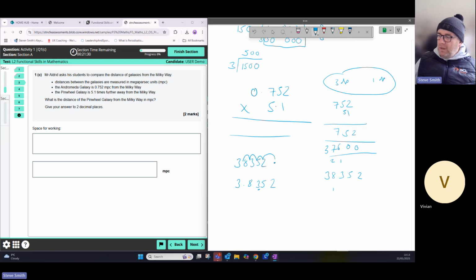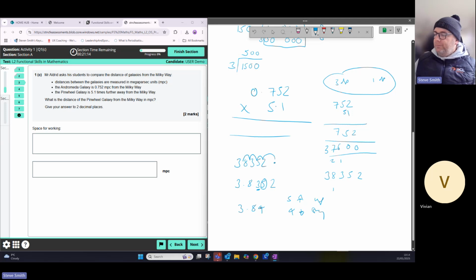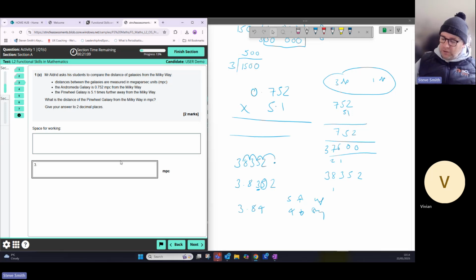It says do it to 2 decimal places. That's that number there. So this one becomes a decision maker, and as we're going to see, if it's 5 or above, we go up, and if it's 4 or less, we stay the same. It's a 5, so that becomes 3.84, and that's my answer for 2 marks in there. 3.84. Did you get 3.84? Is it 3.8?